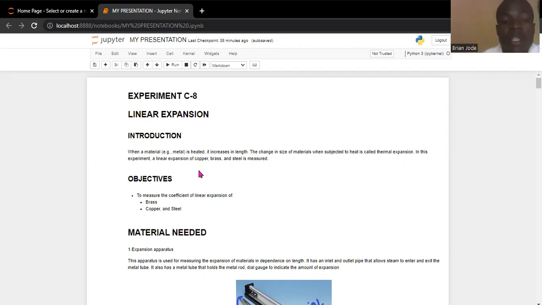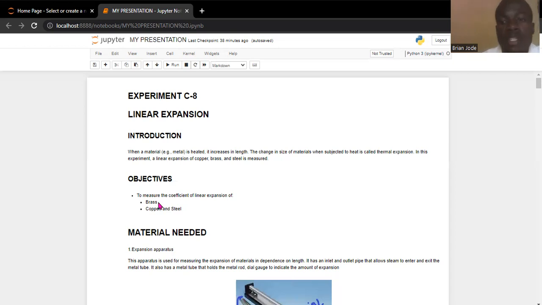So that is the key study point of our experiment. We are going to determine the coefficient of linear expansion of these metal rods when they are subjected to heat. As we've said, the objective is to measure the coefficient of linear expansion of the three metal rods that we've discussed, that is brass, copper, and steel.